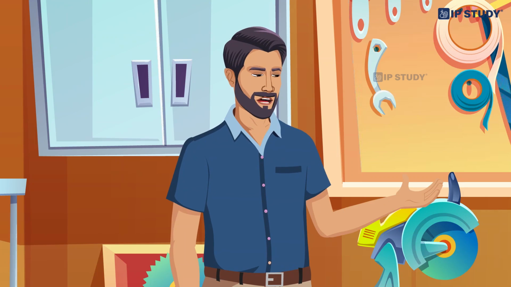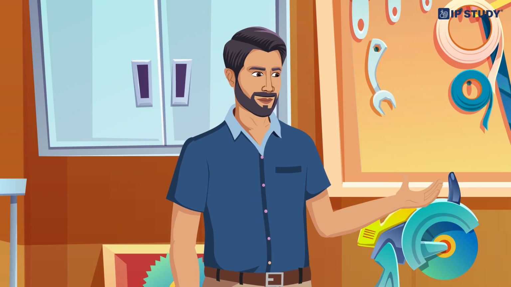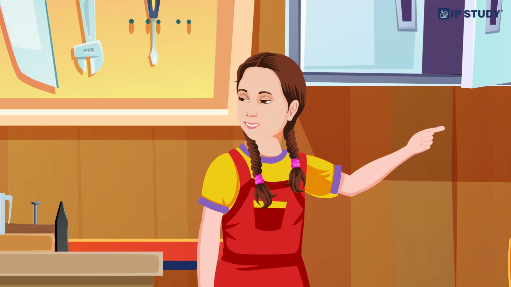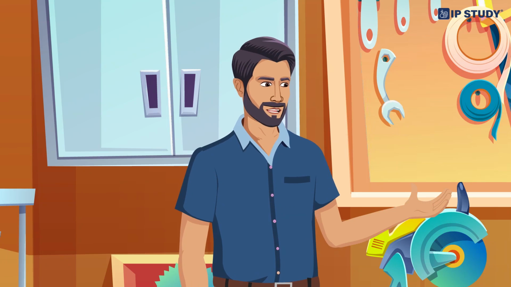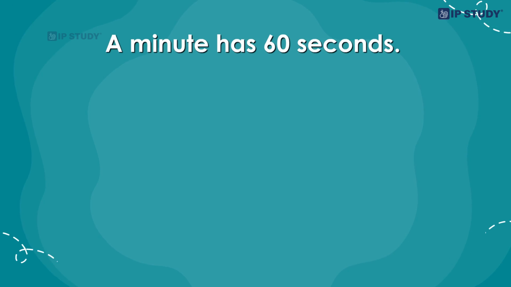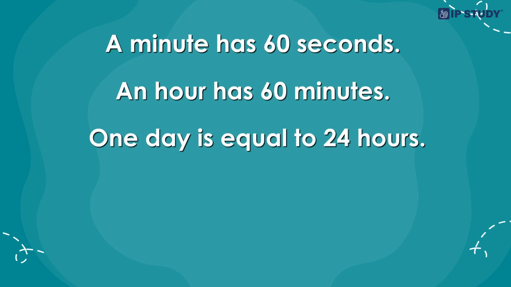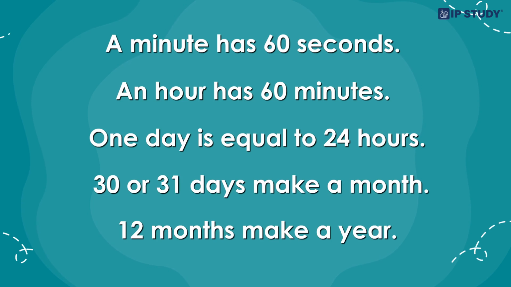Lastly, we measure time. Time helps us know when to wake up, eat, and go to school. We measure time in seconds, minutes, and hours. So, when it's 2 o'clock, we know it's time for lunch? Exactly. A minute has 60 seconds, while an hour has 60 minutes. 1 day is equal to 24 hours. 30 or 31 days make a month, and 12 months make a year.